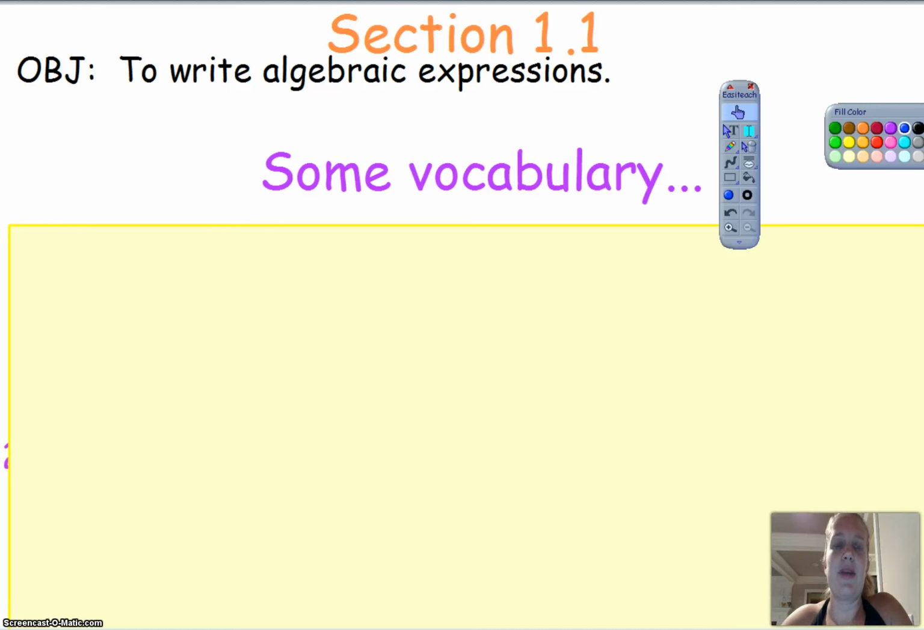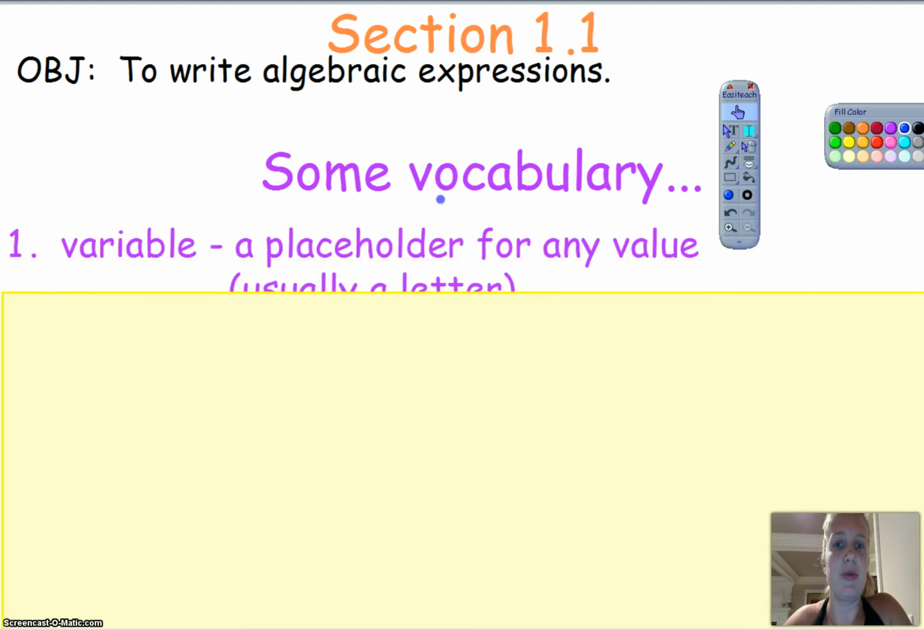Hi guys, we're going to be starting algebra. We're going to start chapter 1, 1.1. In your notes, you're going to write down section 1.1, and then underneath that, you're going to write down some vocabulary. You do not need to write down the objective. Underneath the word vocabulary, you're going to write down our first vocabulary word. You should be familiar with this.